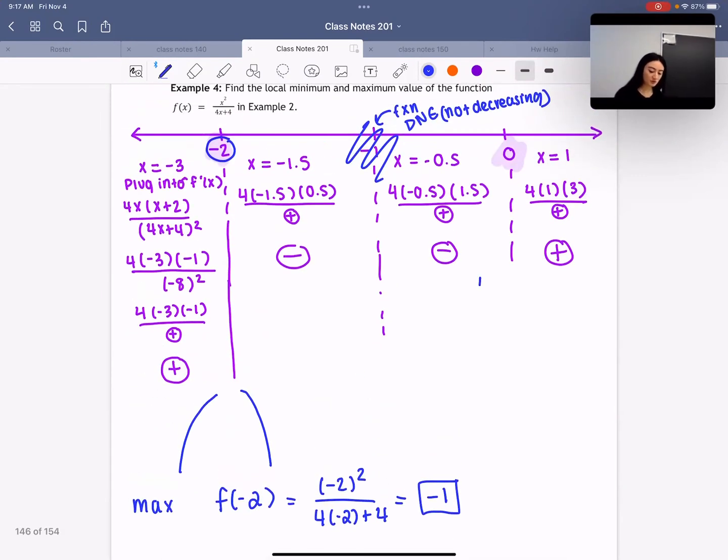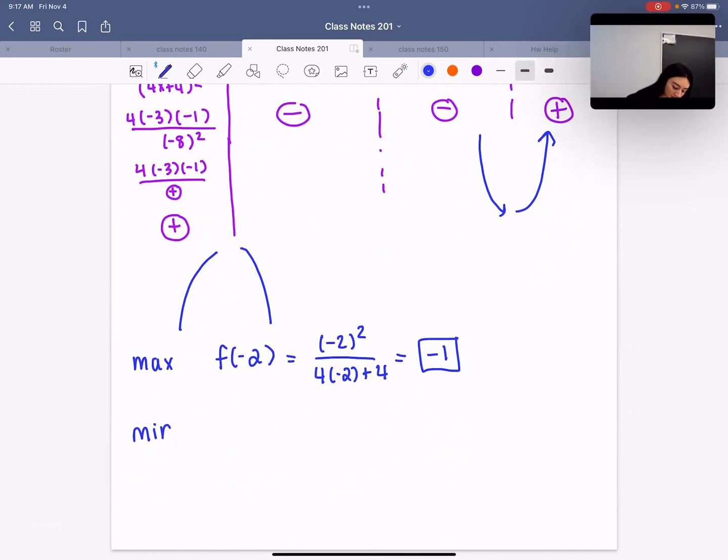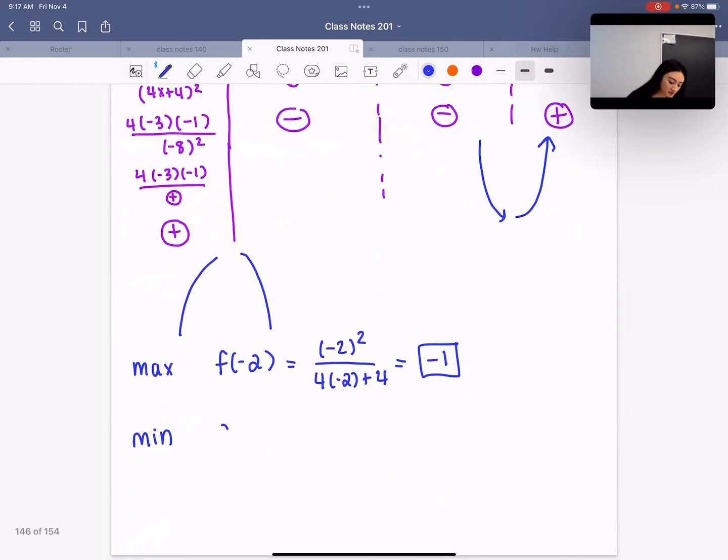It looks like we go from negative derivative, which means we're decreasing, to a positive derivative, which means we're increasing. Looking at the picture I just drew, this is obviously a local min, right? So we have a local minimum at f of 0. Plugging that into the original function gives me 0 squared over 4 times 0 plus 4, which is 0. So on WebAssign, I would type in -1 as my max and 0 as my min.